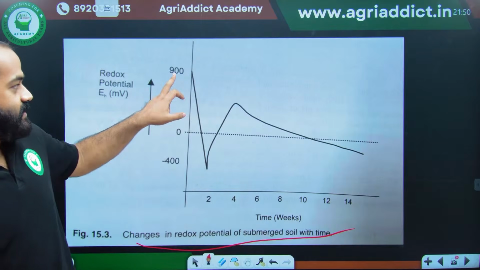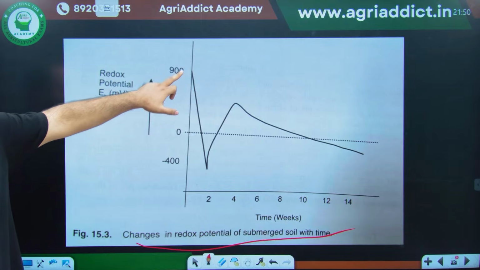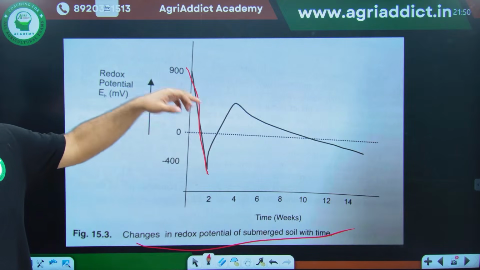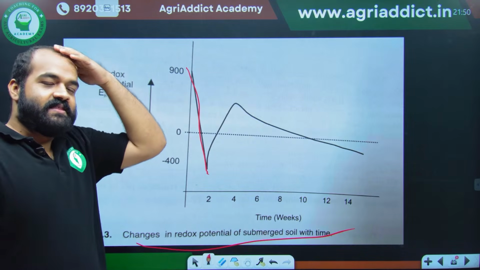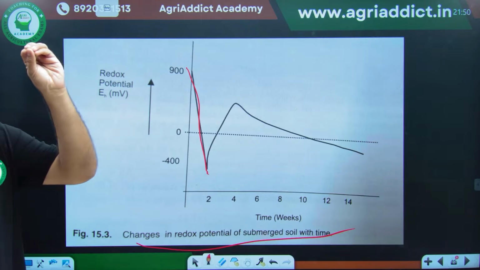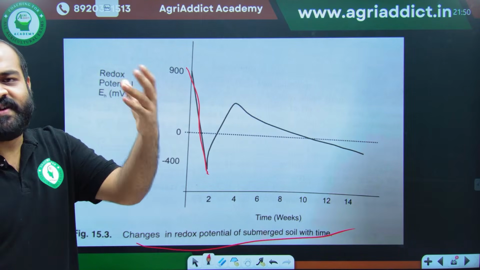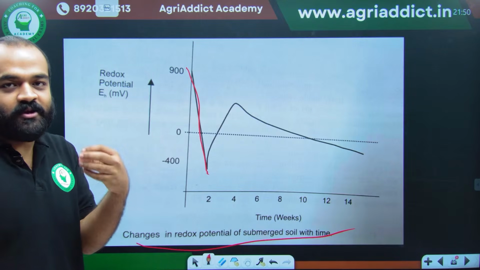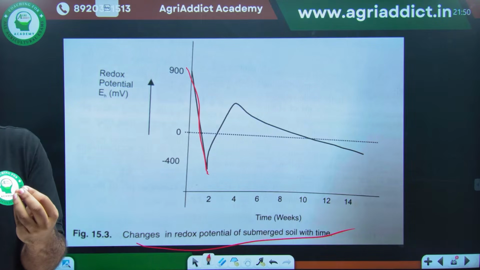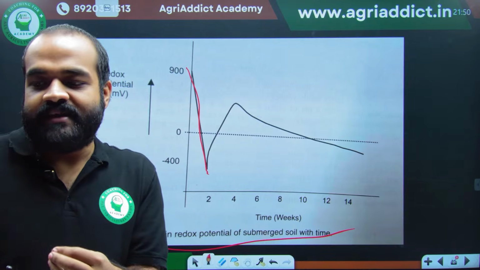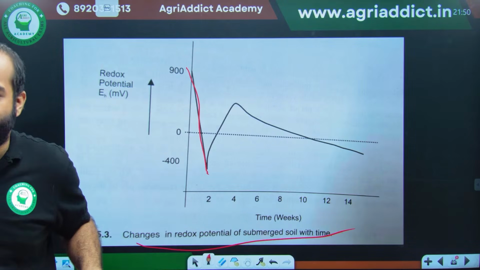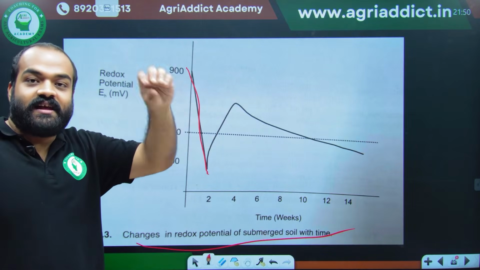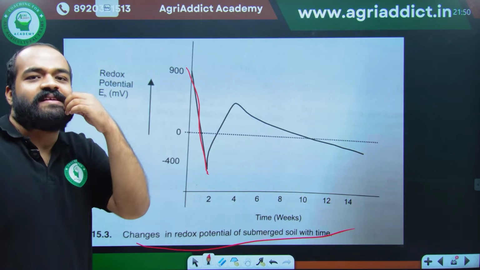You can see for the first few days this decreases very high, a very steep decrease. Why? Just after submergence, जितना भी organic matter बचा हुआ था, its decomposition becomes very rapid. It becomes very rapidly decomposed by the microbes. The microbes start decomposing that. Eh is redox potential. pe is the negative logarithm of electron activity, है ना? So the microbes start decomposing the organic matter very rapidly.